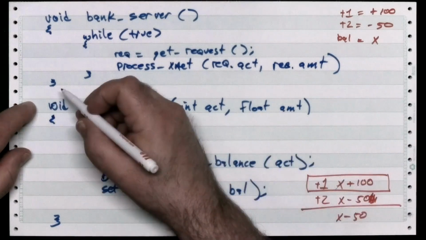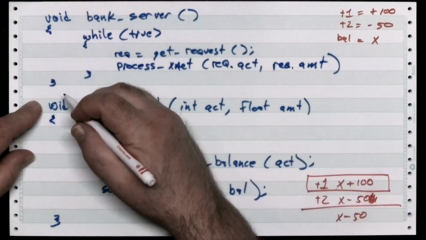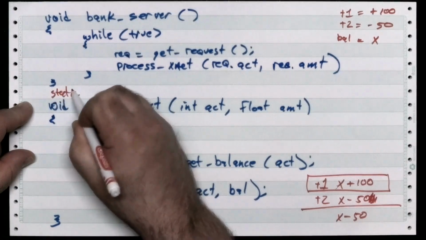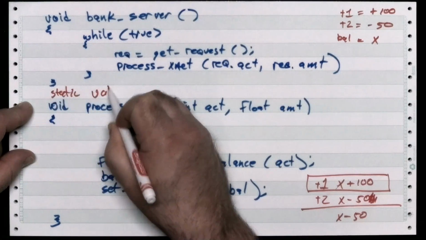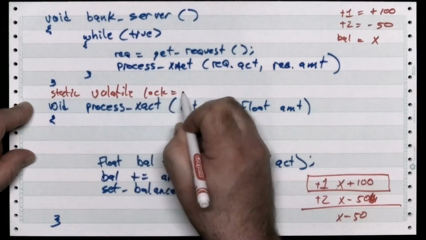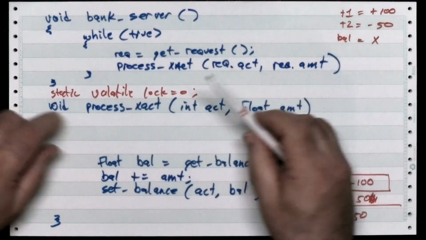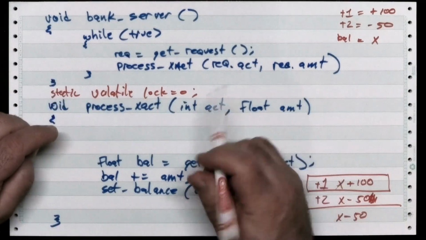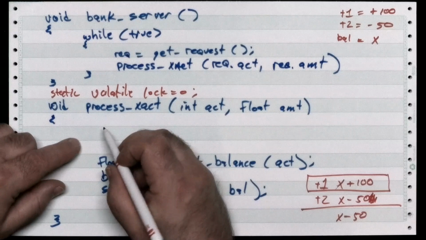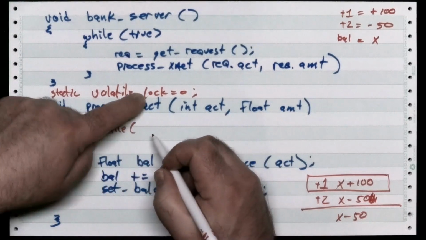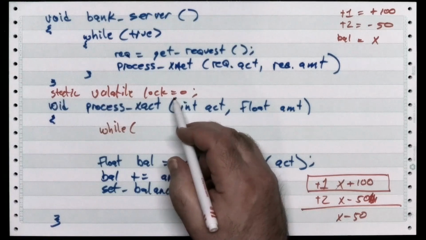So maybe somebody somewhere creates a flag up here that would be like static volatile lock equals 0. Okay. And then inside here, we would put a simple little loop, just like we saw before. We say, while what? We want to wait for the lock to become 0.